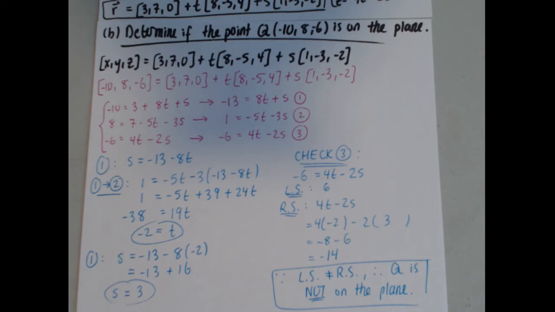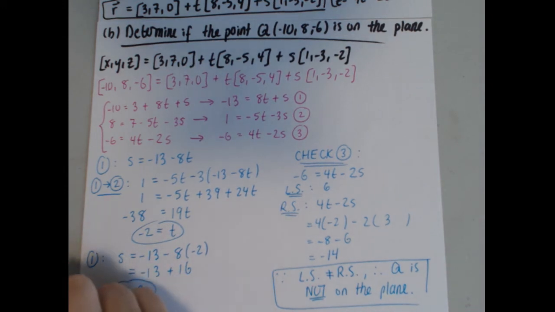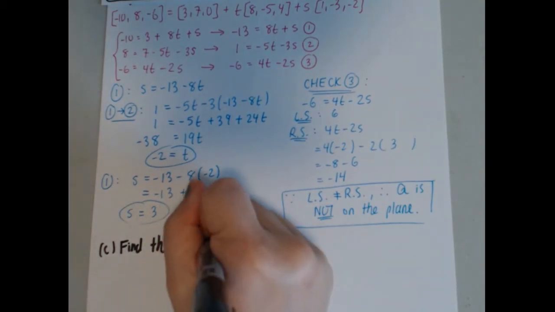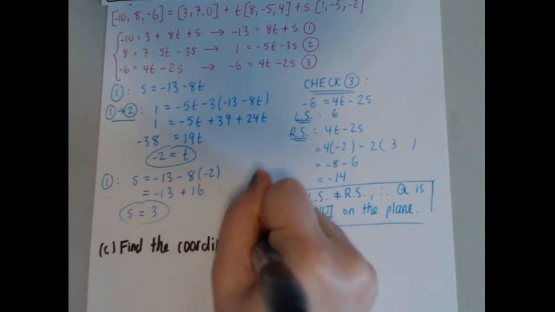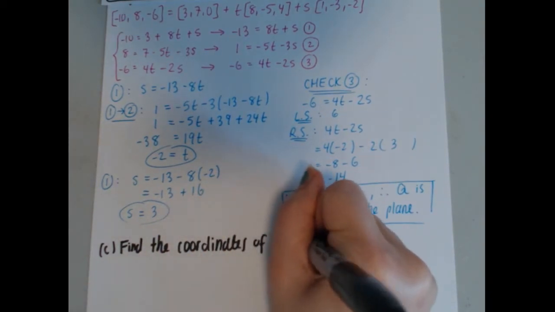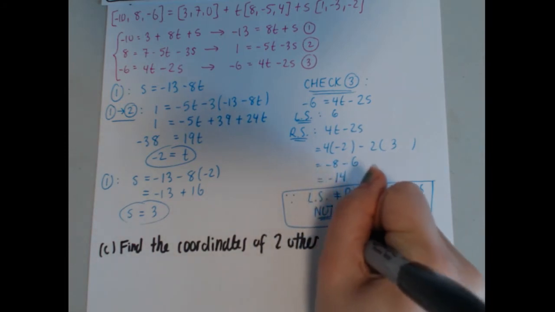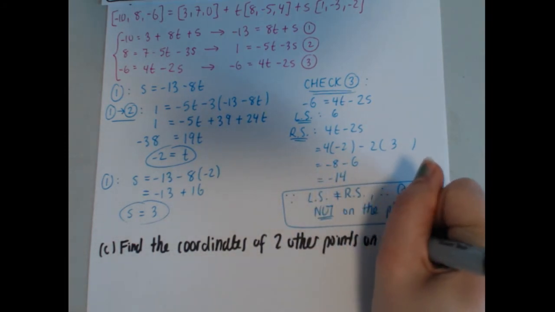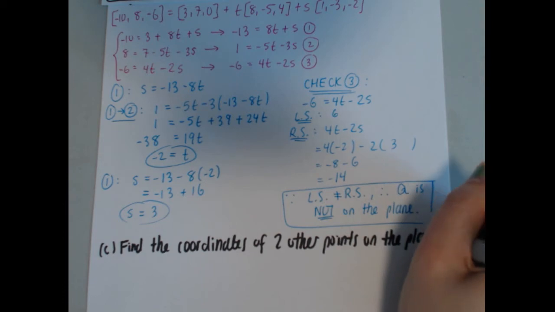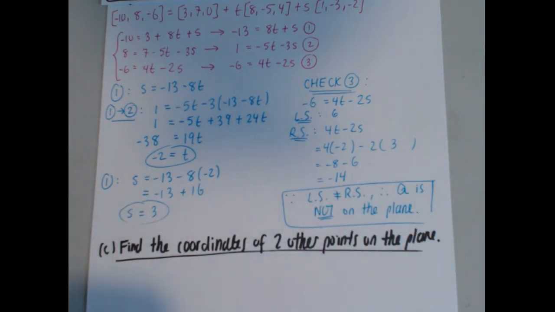All right, so we are officially halfway through the lesson. Let's keep going. So we're going to continue with example 2. This is now part C. Part C says find the coordinates of 2 other points on the plane.